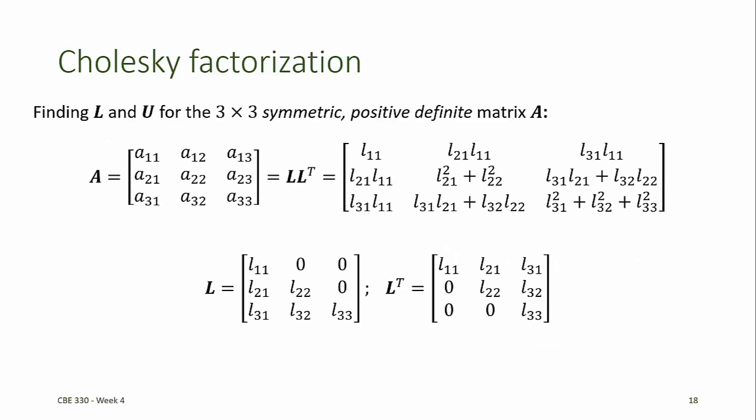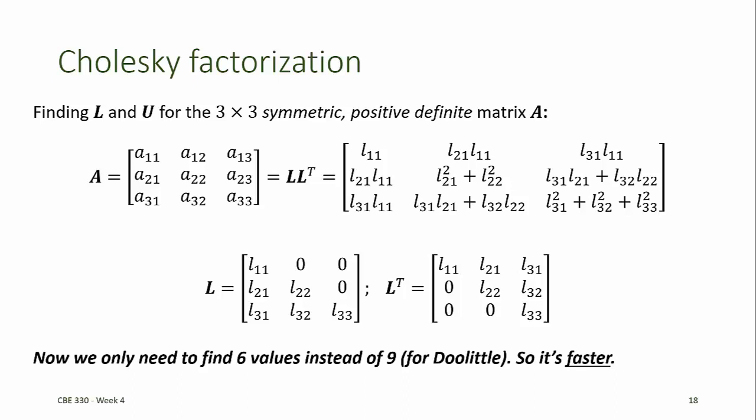One of the things that makes the Cholesky factorization method faster is that the LU factorization requires finding fewer elements than when we use the Doolittle method. Since A is symmetric, we know that some of the elements in U will be equal to some of the elements in L. So instead of finding L and U, we only need to find L and its transpose. In this method, the diagonal elements of L are not necessarily 1. For a 3 by 3 coefficient matrix, we only need to find 6 values as opposed to the 9 values that are required for the Doolittle method.